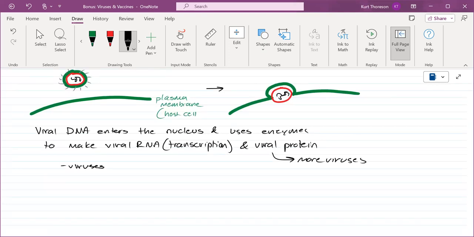Viruses do not have RNA polymerase. So that's why they need to get inside of our nuclei. But check this out.